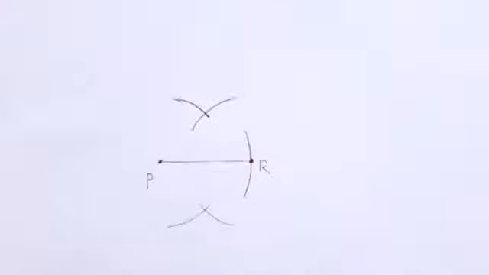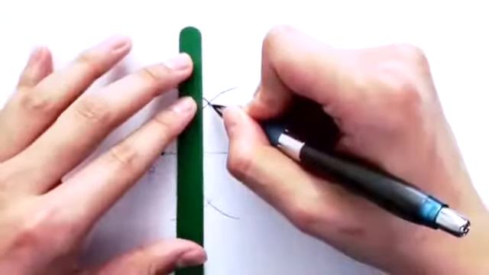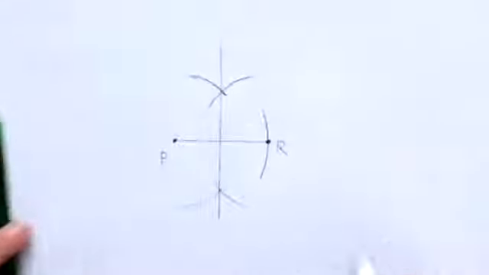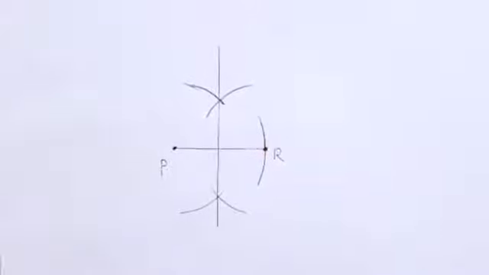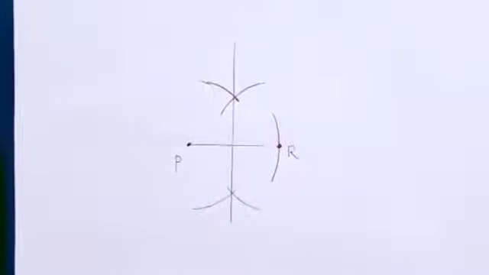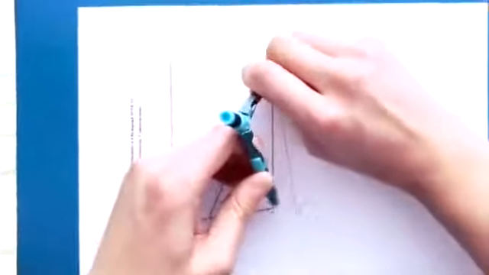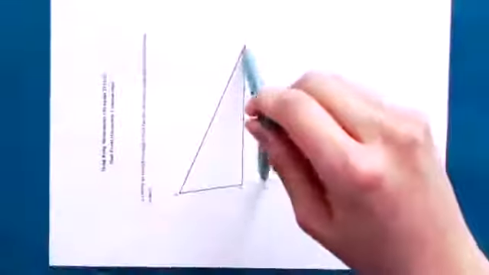For step 7, I will draw a vertical line through each of the arc intersections created. This will serve as the midline for the triangle in general. For step 8, I will set the compass to the length of CQ, which will be the height, starting from point C to Q, which is the height of the original triangle.